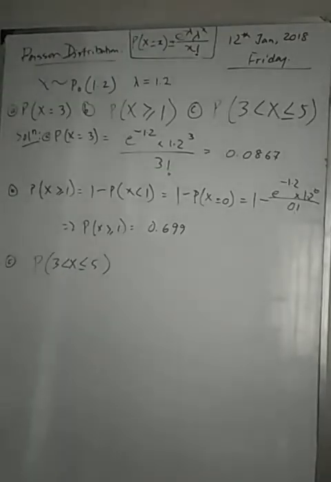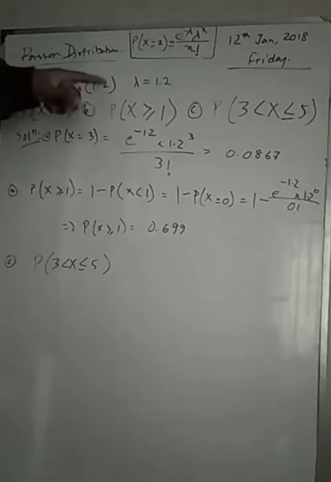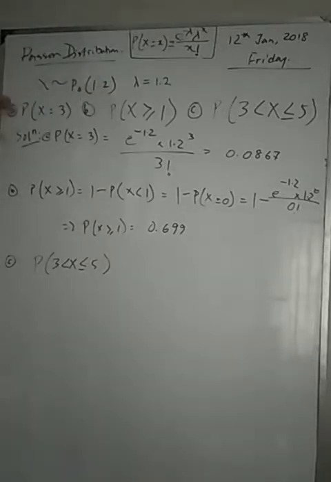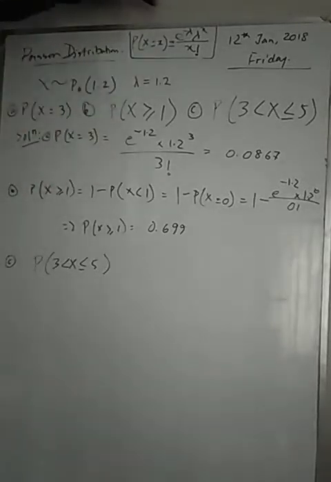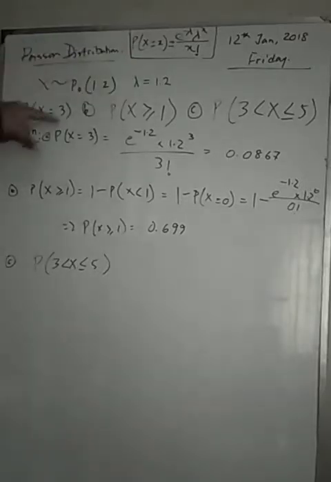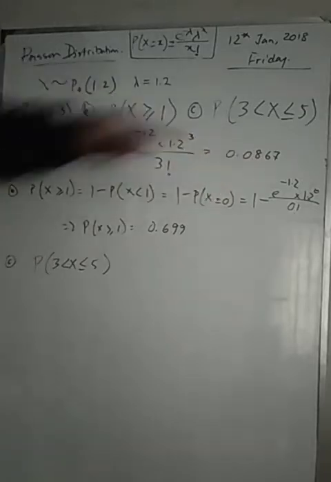So let's get on with an example here. We have X, a random variable, which follows a Poisson distribution with lambda equals 1.2. If you want to figure out the value of probability of X equal to 3, then we can simply apply this formula as described before. Probability of X equals x is e to the power minus lambda times lambda to the power x by x factorial. So here we know lambda equals 1.2 and x equals 3, which results in 0.0867.